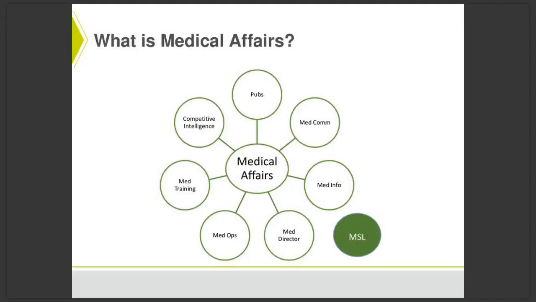So just to provide some clarification on some of these: pubs being publications, MedCom being medical communications, MedInfo being medical information, MSL being medical science liaison, Med director, medical director, Med ops being medical operations, Med training being medical training, and then competitive intelligence. And so again, we'll go through what each of these sub-functionalities are and the roles that they play.